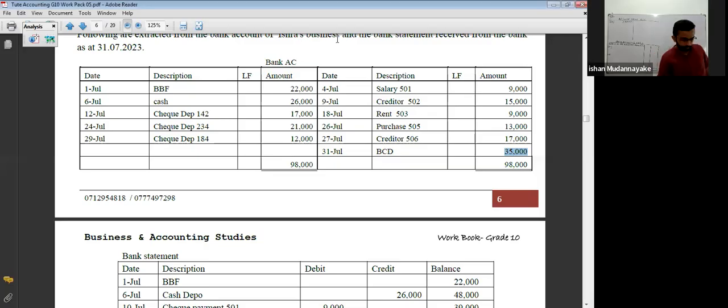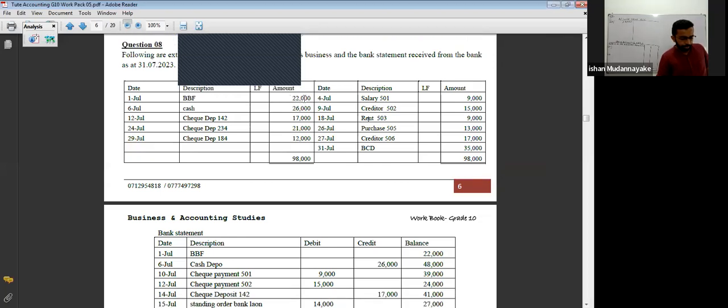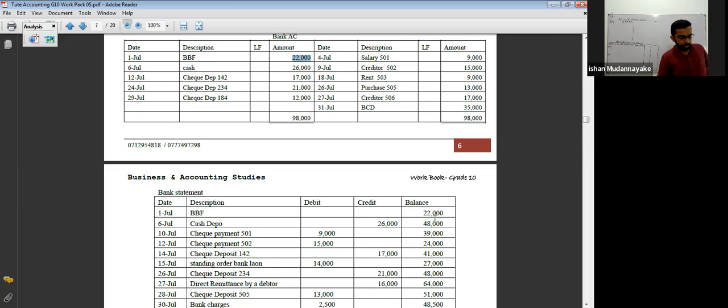In this question, bank account opening balance 22,000. Our bank statement also has opening balance 22,000. Opening balance is equal. If opening balance is not equal, you cannot properly prepare the bank reconciliation statement. Here the opening bank account balance should be equal to the opening bank statement balance.